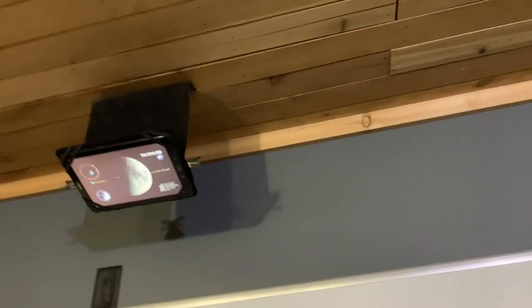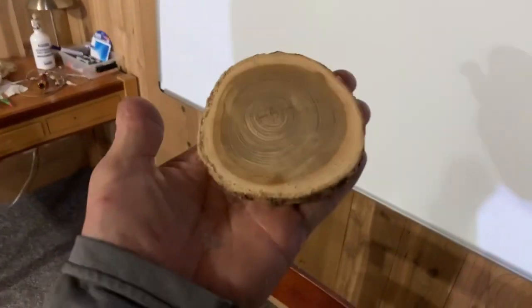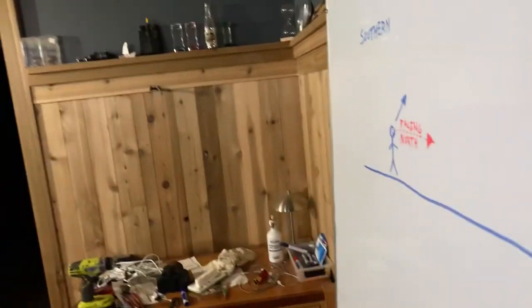Sorry, I don't have better lighting. I tried it and I couldn't see the screen with my other lights on. So this is just a cut off of a log, like a little log. What I'm saying is that the moon is going over us like this. Well, it's actually, according to our dry erase board, it would be like this.